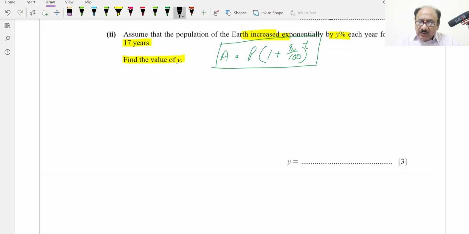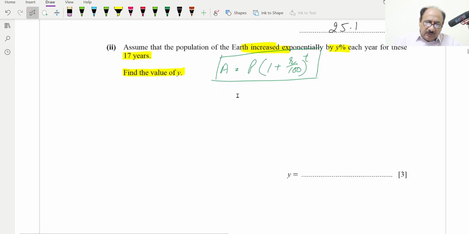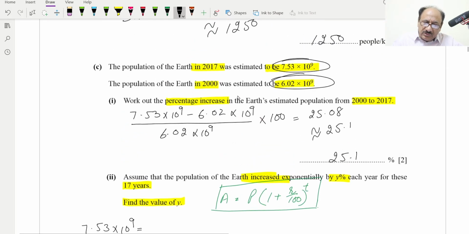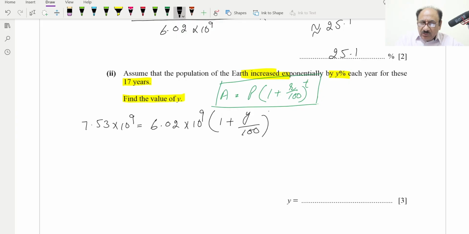So the final amount after 17 years is this much, 7.53 into 10 raised to the power 9. So we will write 7.53 into 10 raised to the power 9 will be equal to the initial amount, the initial number 6.02 into 10 raised to the power 9, times 1 plus rate, which is y over 100, and the time duration is 17 years, which is mentioned over here.